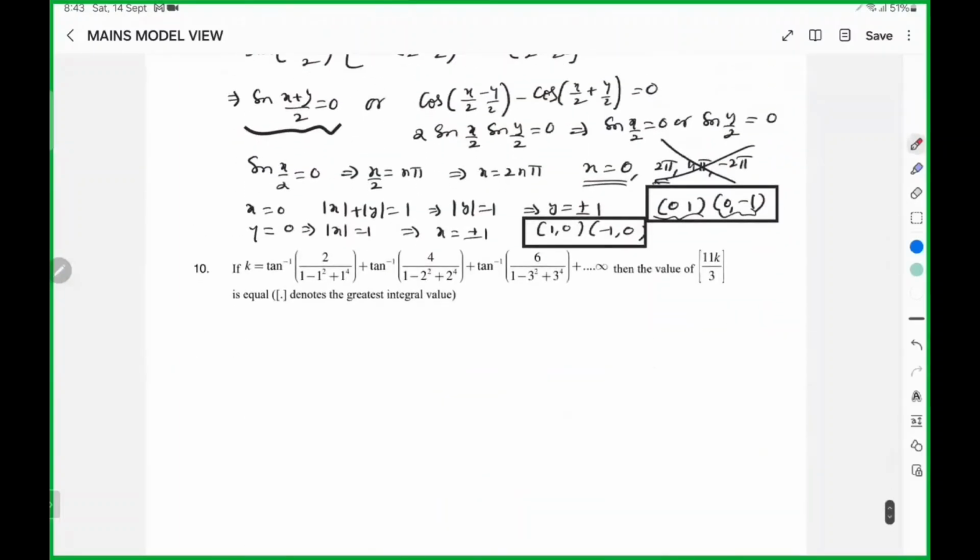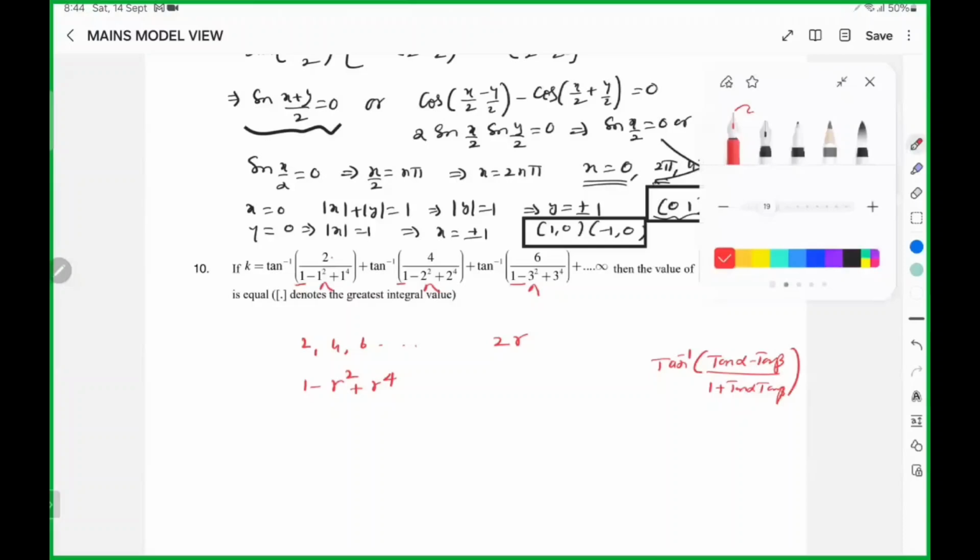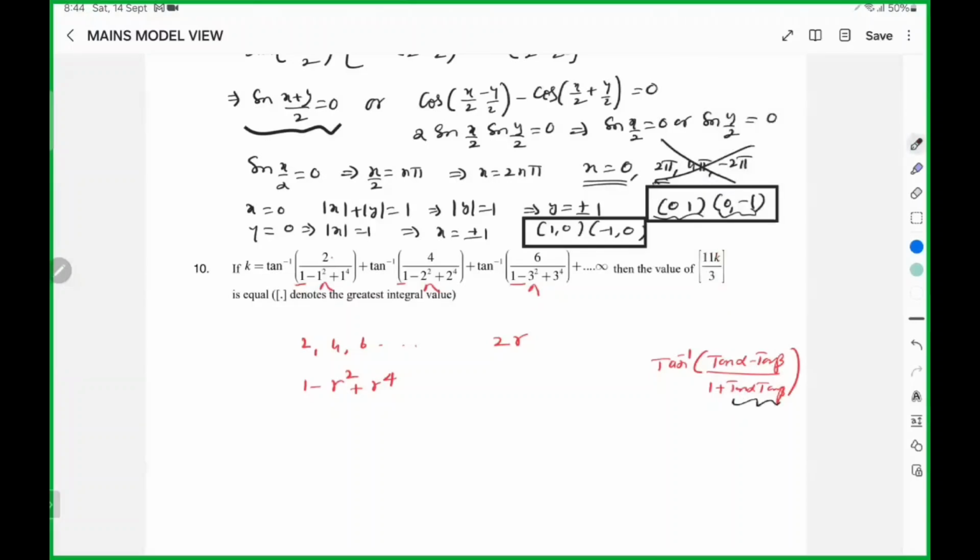This one, we have to observe a general term: 2, 4, 6. They are even multiples. Here 1 is fixed everywhere, and 1, 2, 3 are changing. I will write a general term 1 minus r square plus r power 4. So generally whenever tan inverse is there, we have to write tan alpha minus tan beta by 1 plus tan alpha tan beta. Now from this product you should get these two terms.